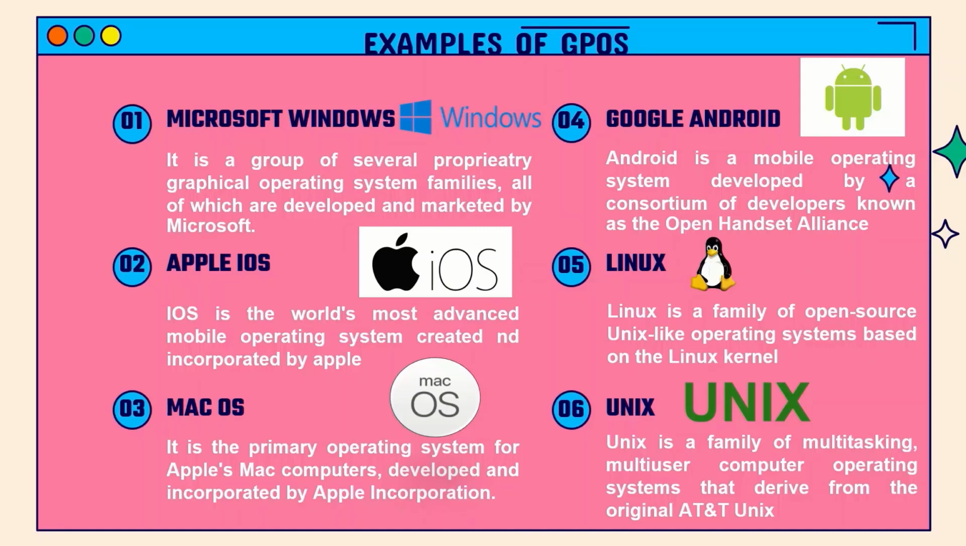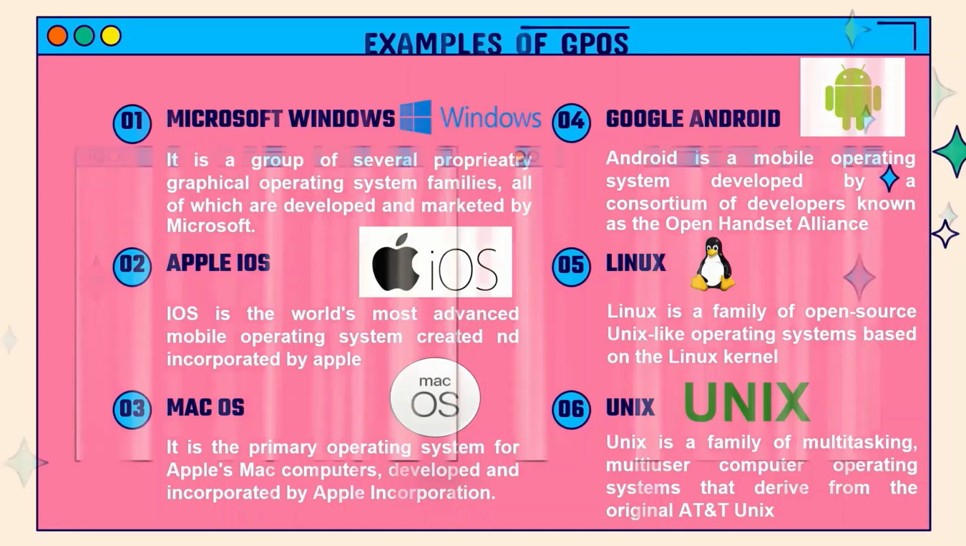Mac OS is the primary operating system for Apple's Mac computers, developed and incorporated by Apple Incorporation. Google Android is a mobile operating system developed by a consortium of developers known as the Open Handset Alliance. Linux is a family of open source Unix-like operating systems based on the Linux kernel. Unix is a family of multitasking, multi-user computer operating systems that derived from the original AT&T Unix.